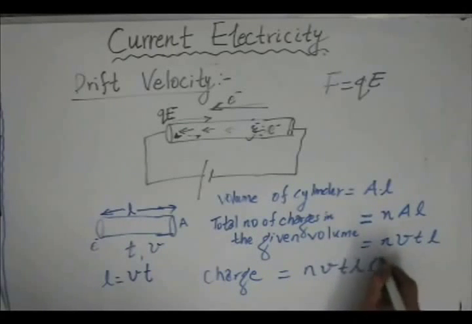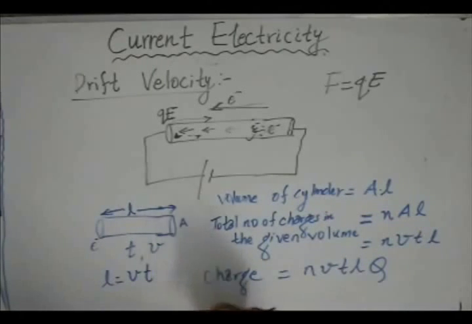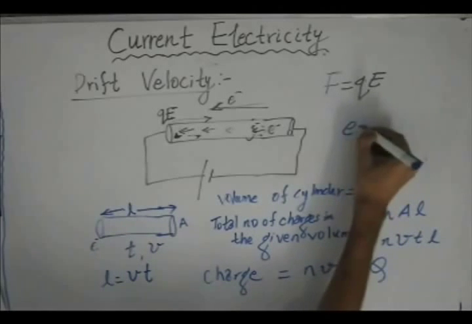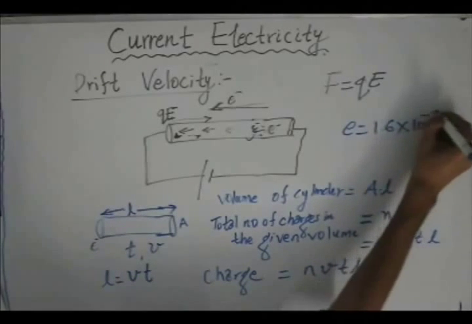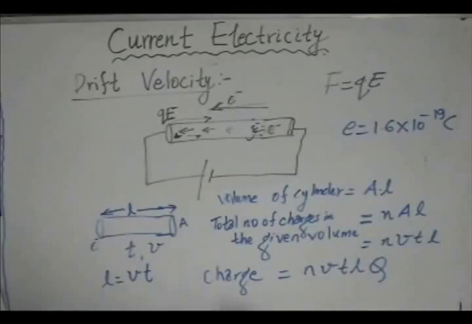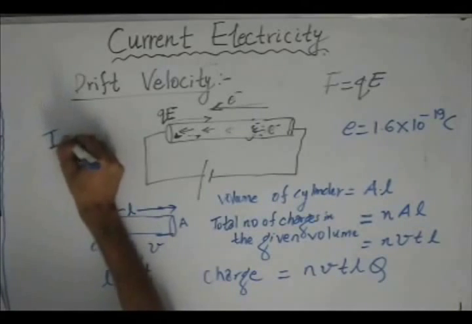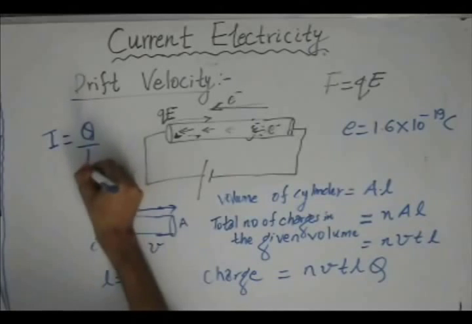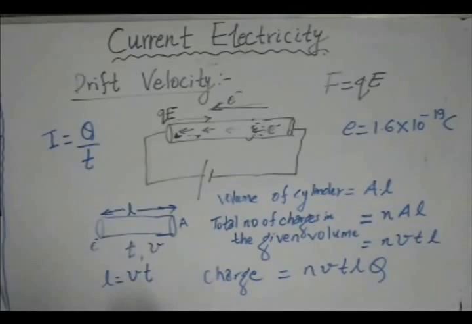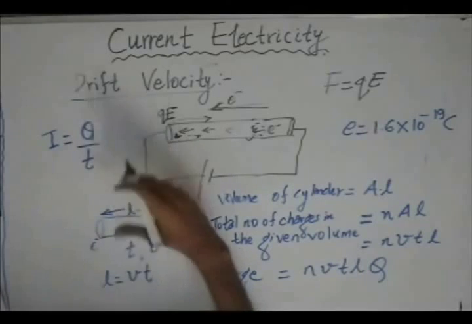So the total charge is nAvt times q, where q indicates the charge on each particle. In this case, it would be the charge of the electron, whose magnitude is 1.6 into 10 to the power minus 19 coulomb. Now we want to find the relationship between the current and the drift velocity. As we have seen a few moments ago, current and charge are related by the formula I equals Q divided by t, the rate of flow of charge in a given cross section.